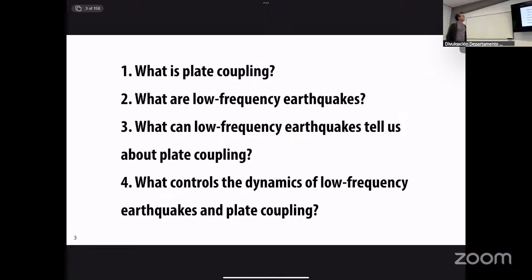So the plan of the talk today is to tell you what plate coupling is, or at least how I think about it. What are low frequency earthquakes? And then what can they tell us about plate coupling? The last part, you're my test subjects today, because this is a paper that's in revision and I haven't presented it yet. So I'd be happy to hear feedback on this last part about what we think controls the dynamics of low frequency earthquakes and plate coupling.